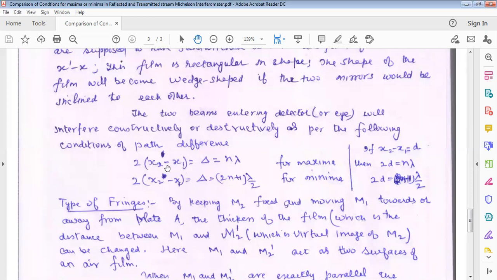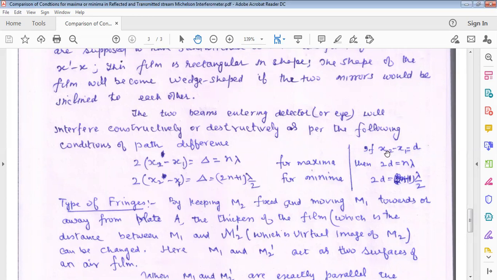For the same reason, this is the 2d path difference. D is the distance; the path difference becomes twice. It is simply x dash minus x. For constructive interference, for maxima, this path difference should be n lambda. For minima, this path difference should be 2n plus 1 lambda by 2.